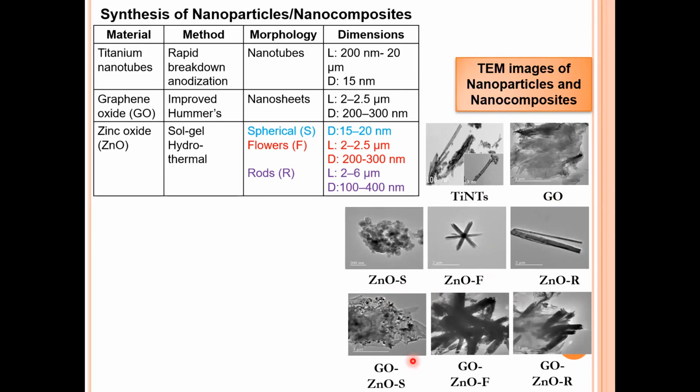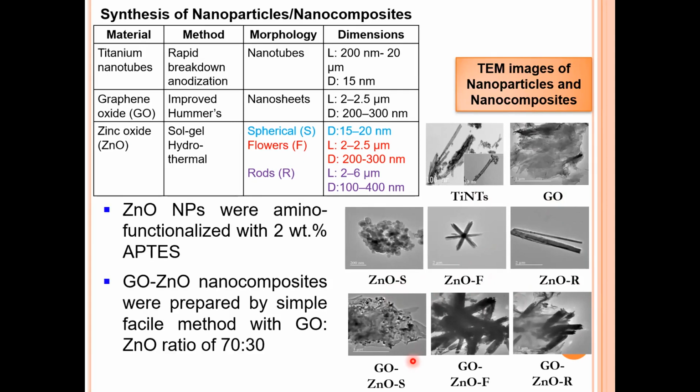We also prepared the composites, the GO and ZnO composites. First, zinc oxide nanoparticles were amine functionalized with 2 weight percentage APTES. Later we prepared the graphene oxide zinc oxide nanocomposite using a simple ratio of 70:30 weight to weight for graphene oxide and zinc oxide.